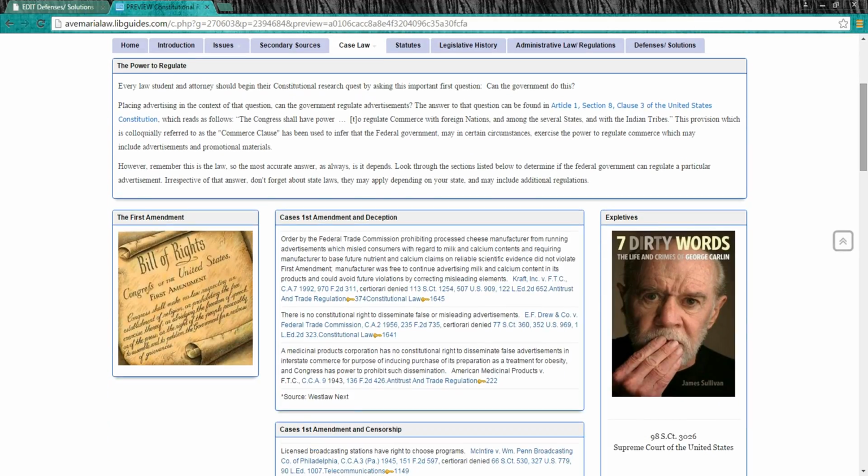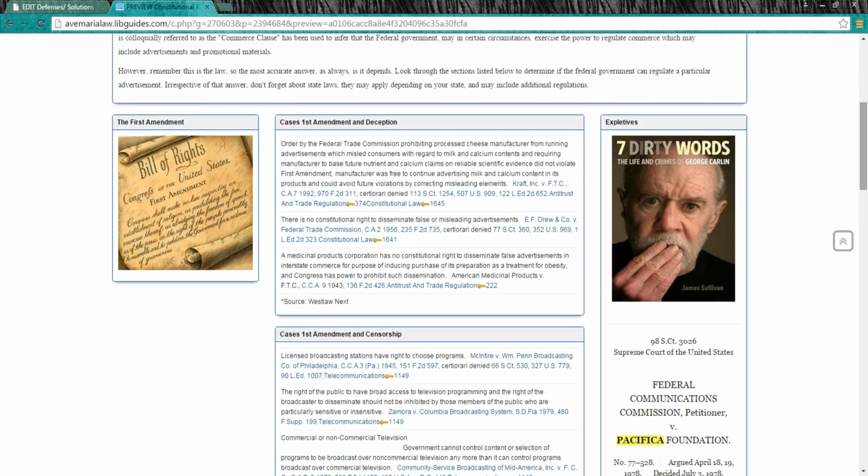So basically, I talk about how every law student and attorney should begin their constitutional research quest by asking this important question: can the government do this? Well, yeah, the Supreme Court has said that according to Article 1, Section 8, Clause 3 of the United States Constitution, which we know, if anyone's taking constitutional law, is the Commerce Clause, they have swept into the definition of the Commerce Clause advertising. Whether or not that is what the founders intended, that's what the Supreme Court has mandated. So advertisements are covered under the Commerce Clause.